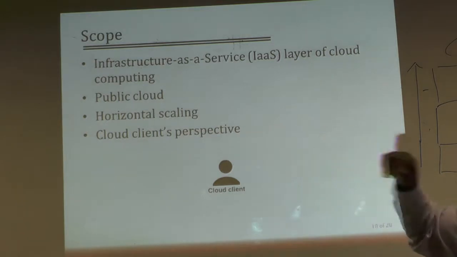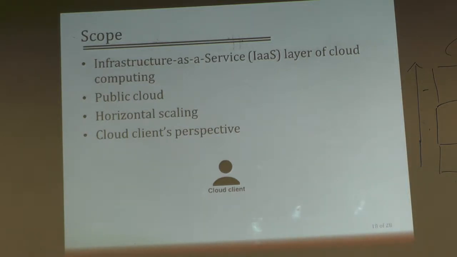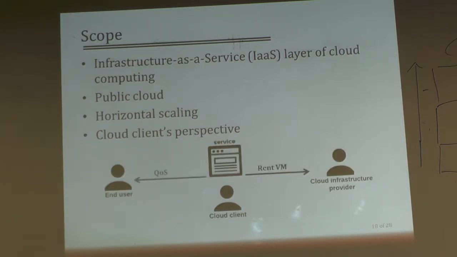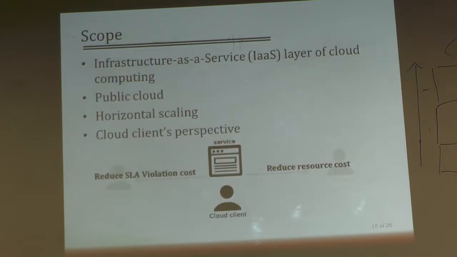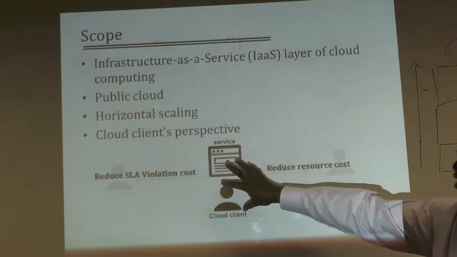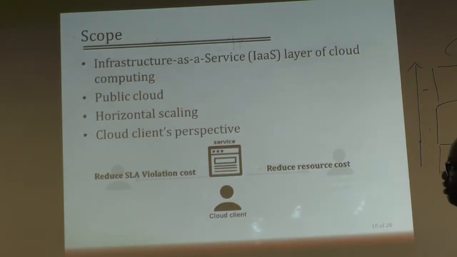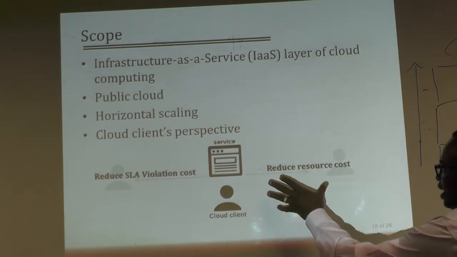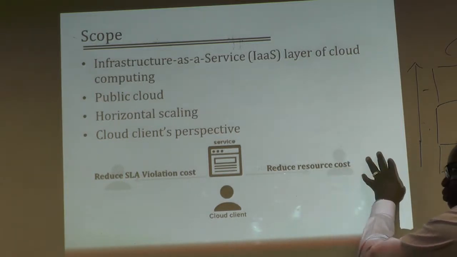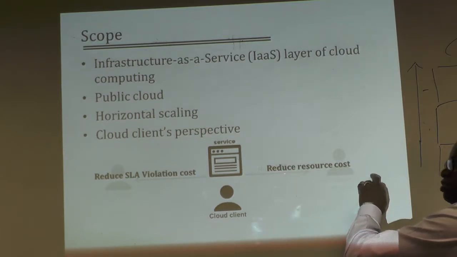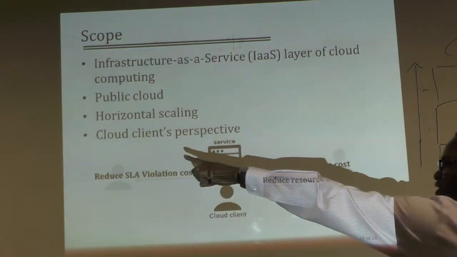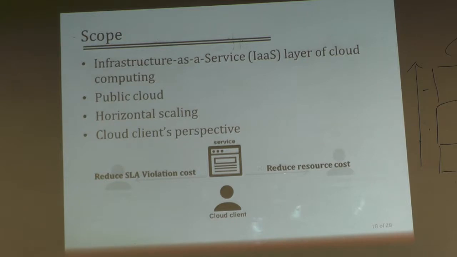Okay, then we are looking at it from the cloud client perspective. Remember, cloud client is the one that is in the middle here. We are looking at it from that perspective because this side from the provider is about reducing cost. This side from the user is about actually reducing SLA violation. Okay, so we are looking at it from those perspectives.